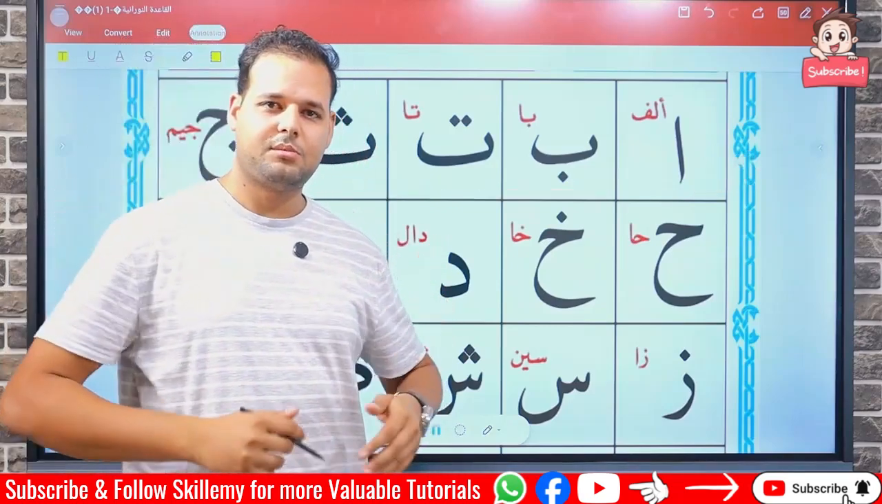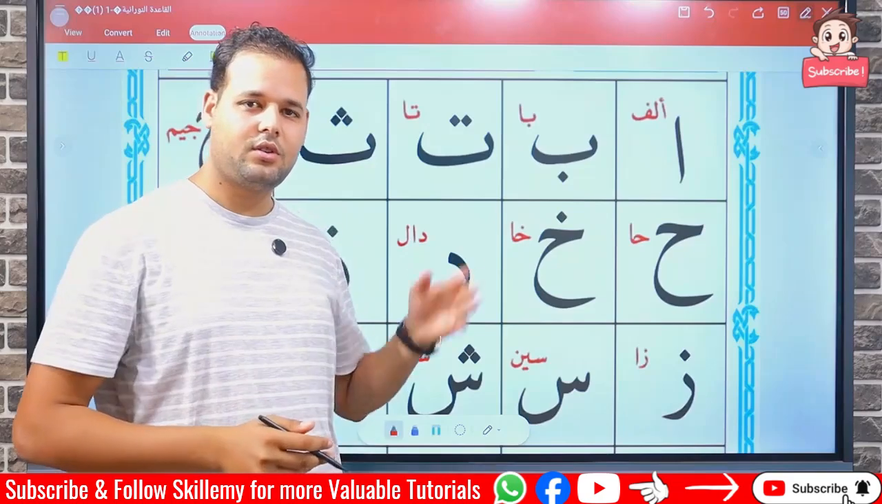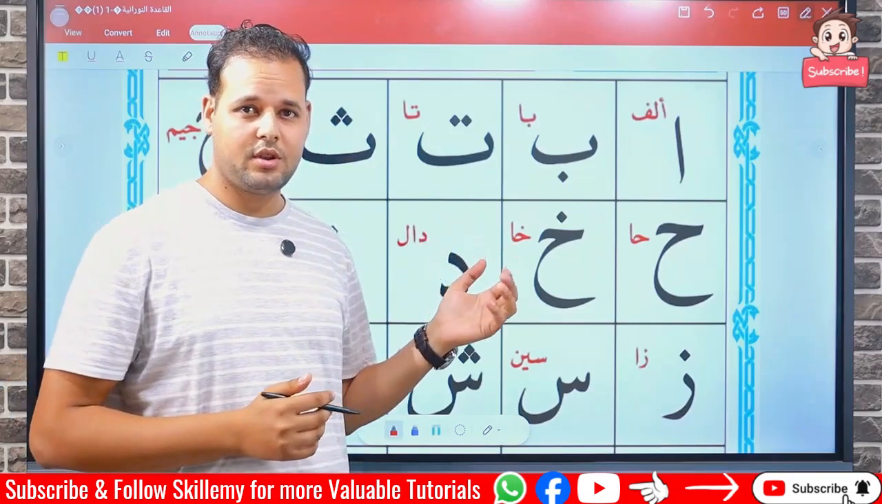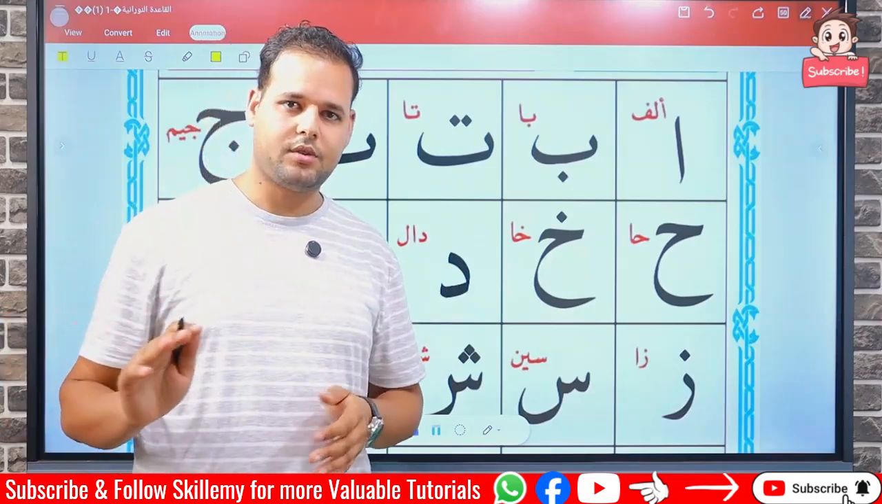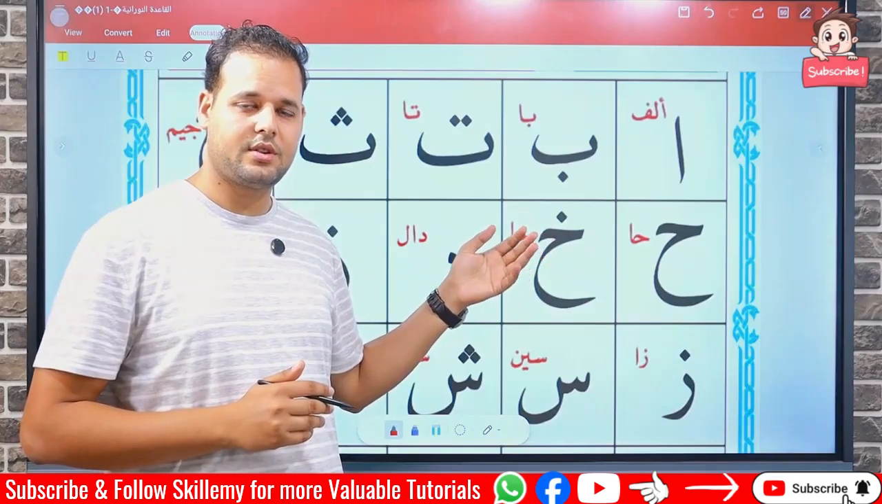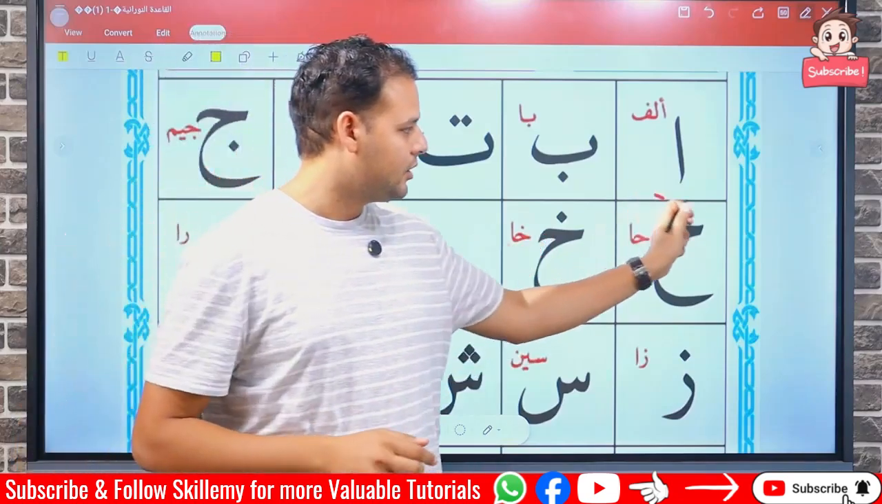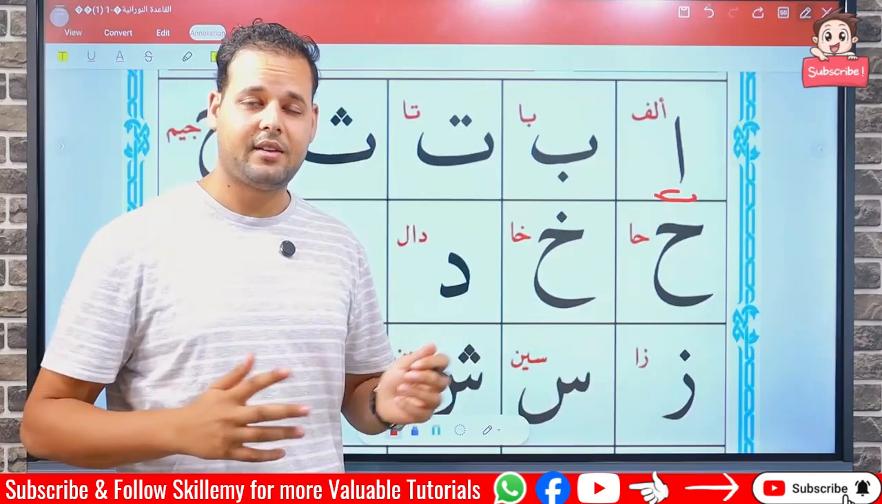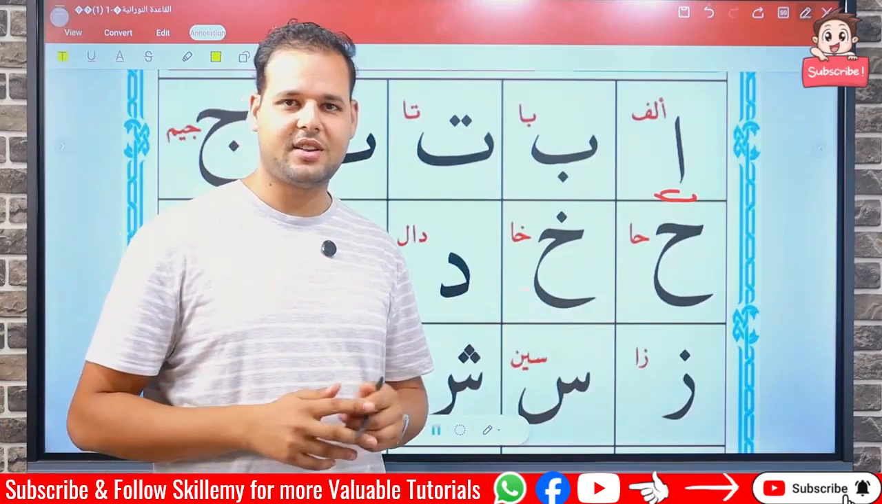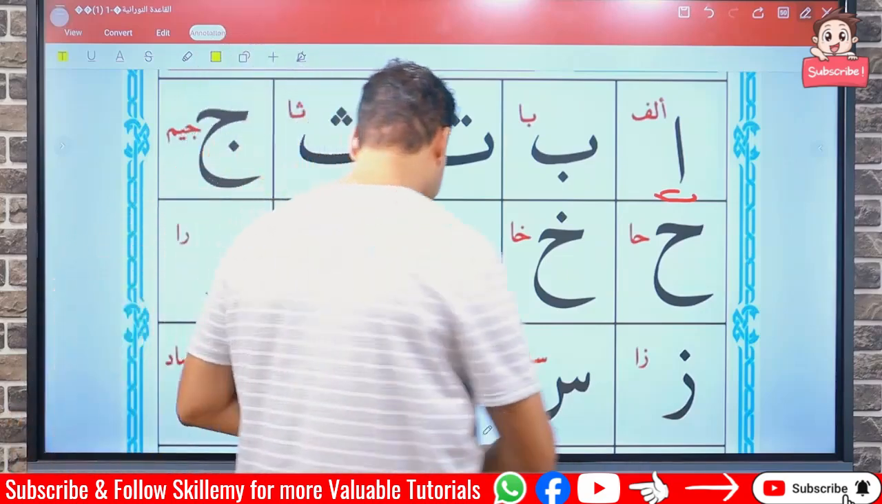One more thing. Most of the people on the internet, they teach you the name of the letter and then they teach you how to read the letter. Right now we're going to skip the part of the name of the letter and we're going to go directly to the letter's sound. So for example, this letter, they will be teaching it as alif, but we're going to study it as a. Let's start.